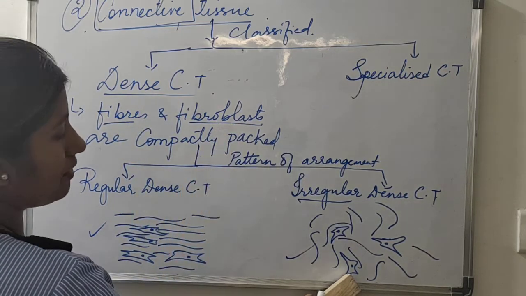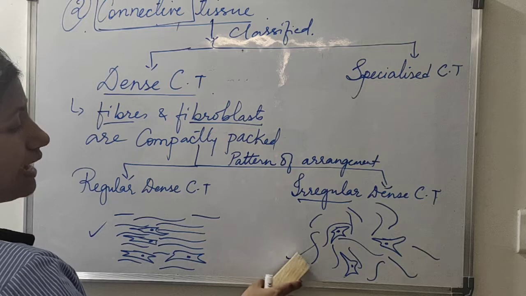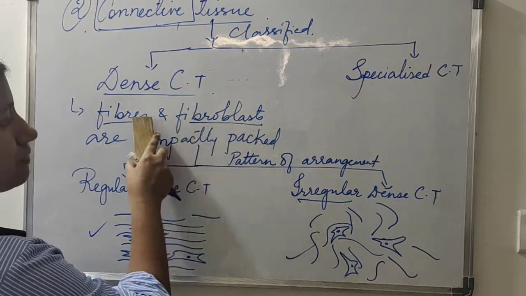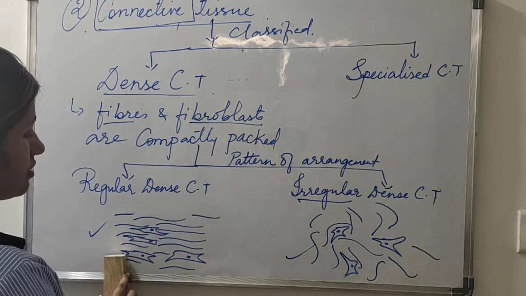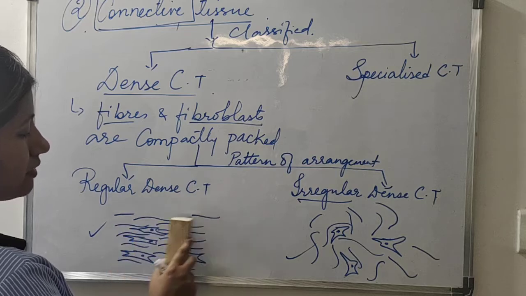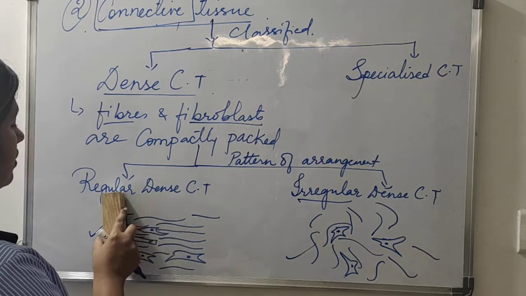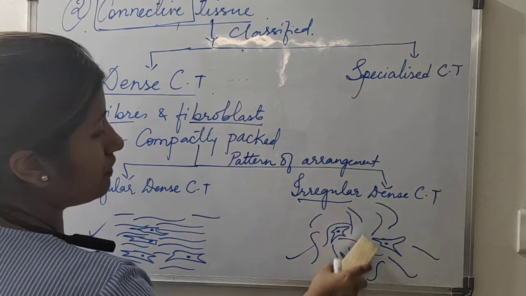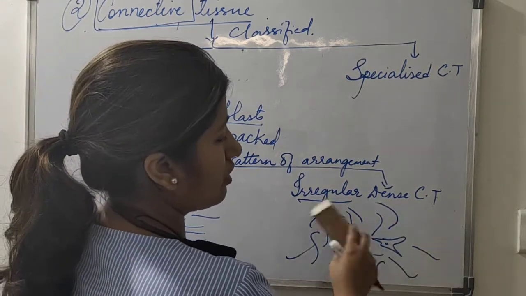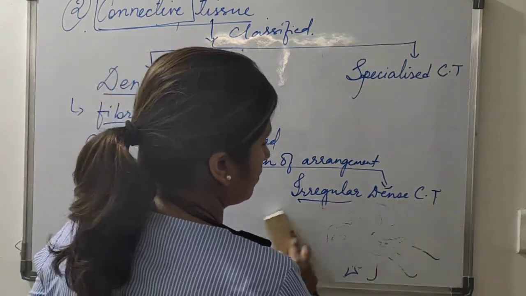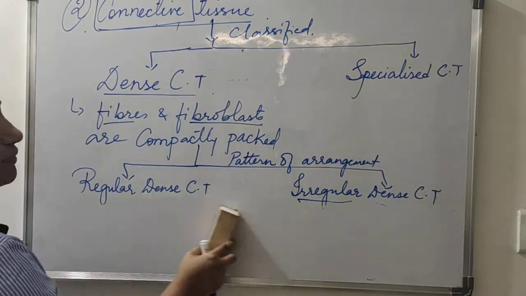This cell is a fibroblast and these lines are fibers. So fibers and fibroblasts, when they are arranged regularly in a parallel, systematic manner, it is regular dense connective tissue. And when these fibers and fibroblasts are irregularly arranged, it is irregular dense connective tissue. So that was the structure we have seen.